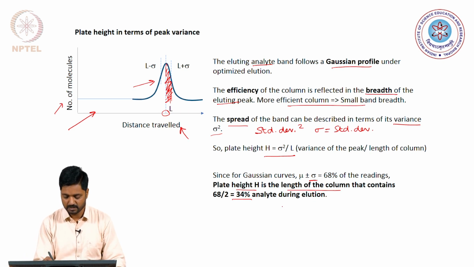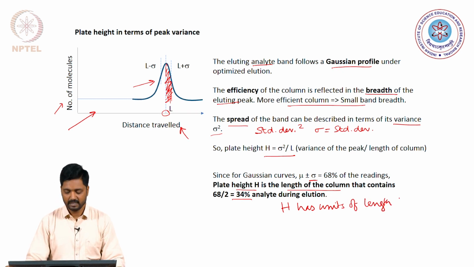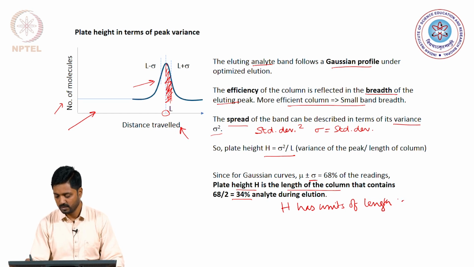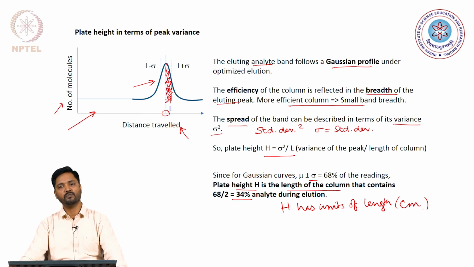So, it has units of centimeters. h has the units of length. Since the column lengths are typically given in centimeters, the plate height is also denoted in centimeters. Here I think it is very interesting to see how the Gaussian error profile has been employed to explain the resolution within the column in terms of the plate heights.